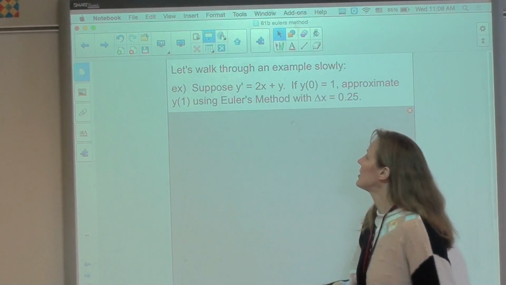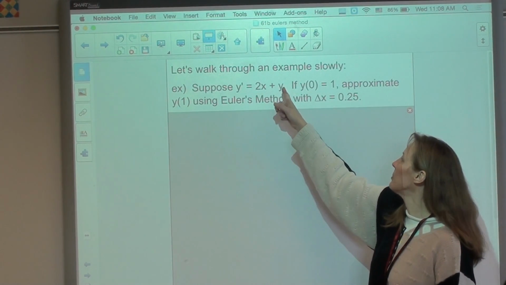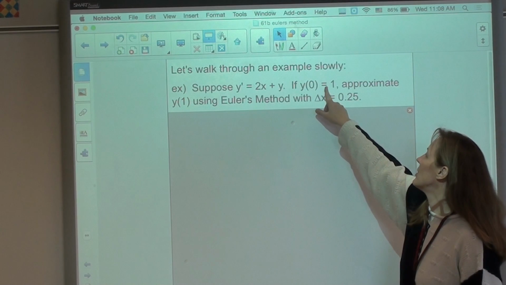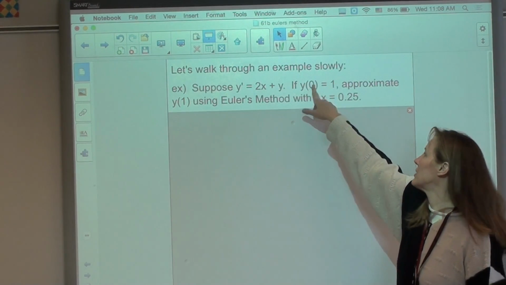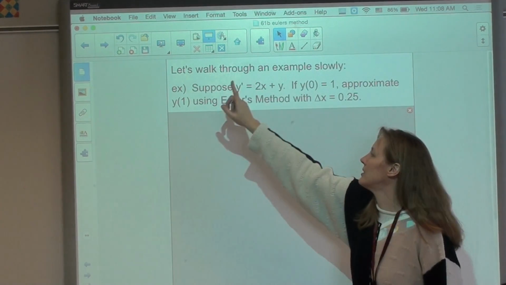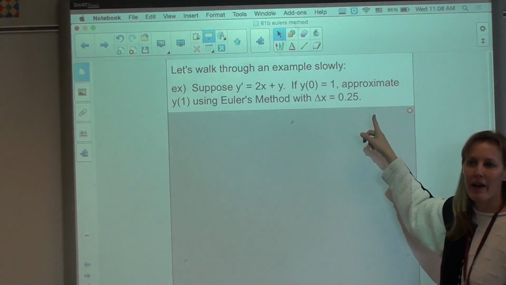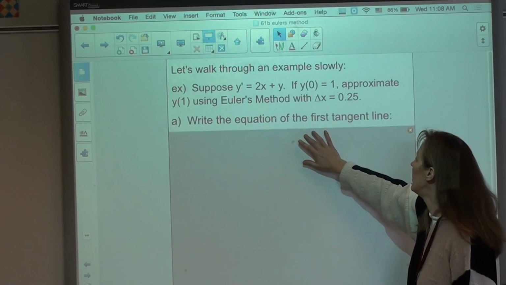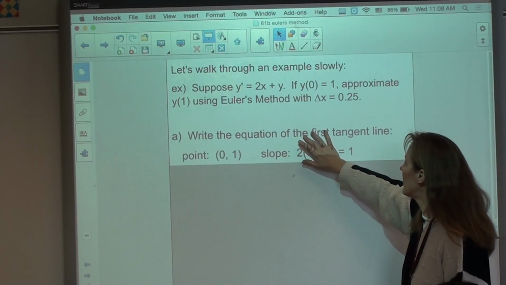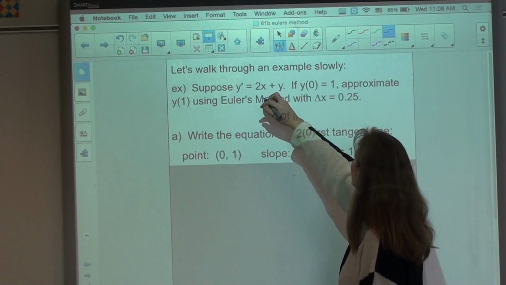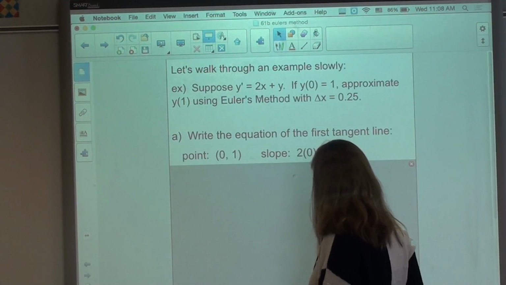So we're going to start with this differential equation. Suppose y prime, or dy/dx, equals 2x plus y. If y of 0 equals 1, that means our initial point is (0, 1). x is 0, y is 1. Approximate y of 1 using Euler's method with a delta x of 0.25. So I'm going to move this down just a tad. So if we have to figure out the x's that we're plugging in, move this up.